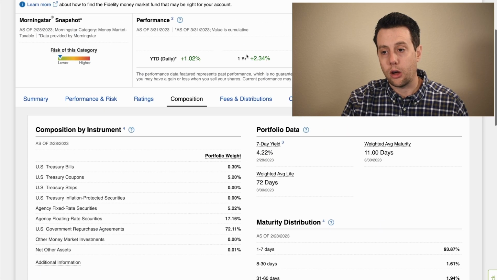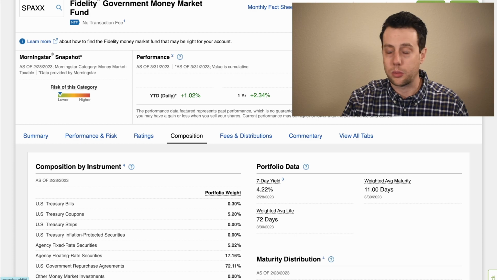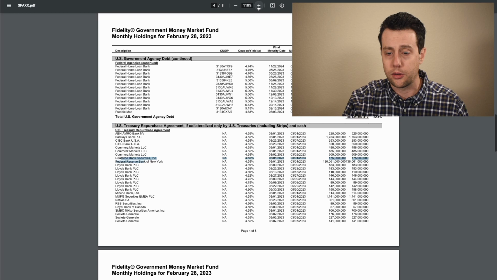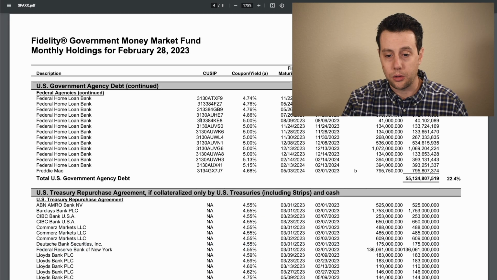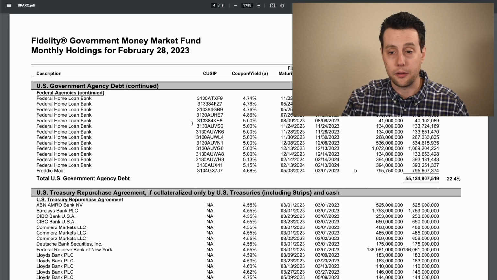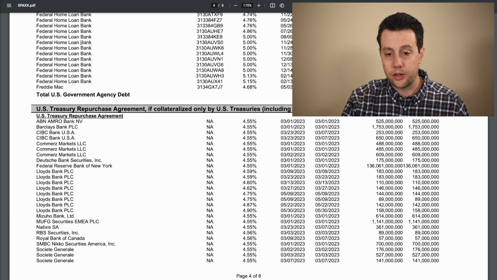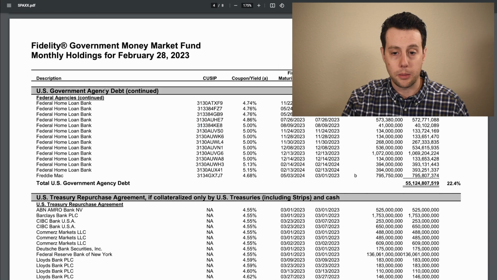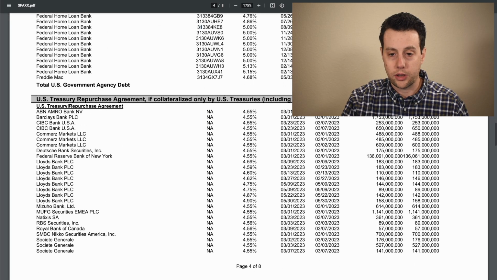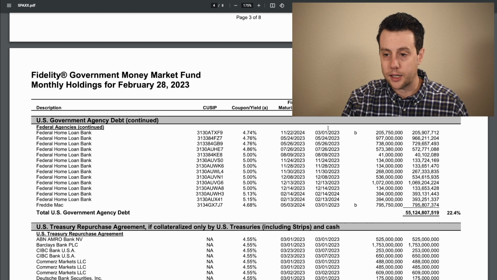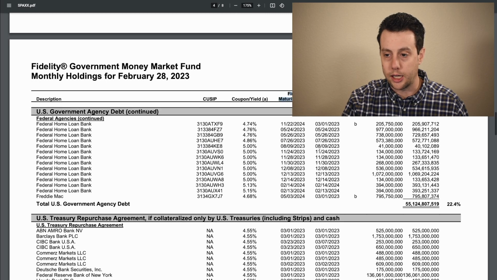Now, it's always important to read the prospectus, which you can find on this page, and then you can also get the month-end holding reports. So here's the month-end holding reports for this fund. So you can see all the instruments held by the fund as of February 28th. And you can see they have a lot of government agency debt, like the Federal Home Loan Bank. But then where it gets interesting is these repurchase agreements. So you can see in this column over here the effective maturity date and the final maturity date.